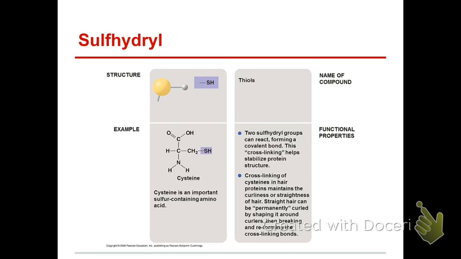If you remember, when we talked about amino acids, we have this functional group here. This is known as the R group, and there are 20 different R groups. Amino acids like cysteine have this sulfhydryl functional group, and they act as cross-linking structures that help stabilize the protein.